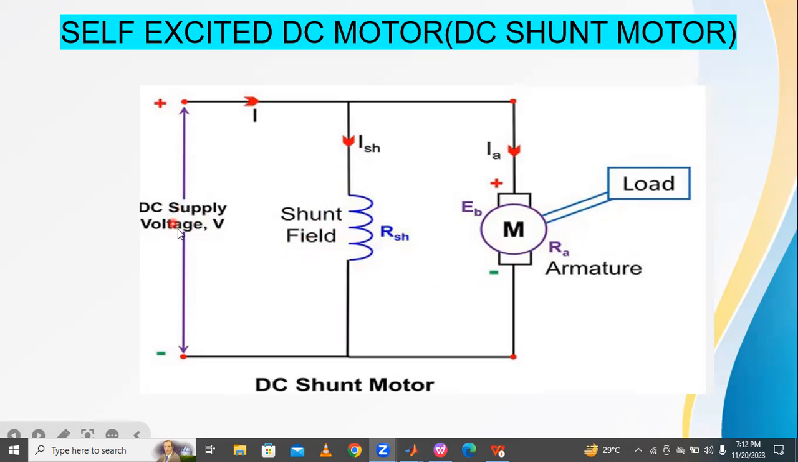Here, this is the DC supply voltage. Input to the motor is called the supply voltage, and this current is called the line current. The current flowing into the motor is called the armature current, and the current flowing into the field winding is called the shunt current or field current. This is the armature winding with armature resistance RA, and the back EMF of this motor is called EB. Supply voltage V. So this is the circuit diagram of the DC shunt motor.